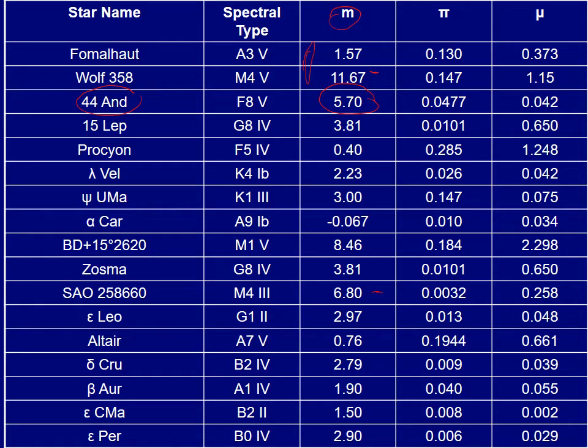You know, what about these two stars? Psi Ursa Majoris, okay, and let's say the star Zosma. So what about those two stars? They're a difference of 0.81 magnitudes. But really, how much is that in actual brightness?